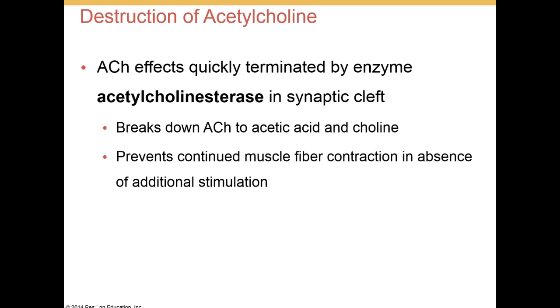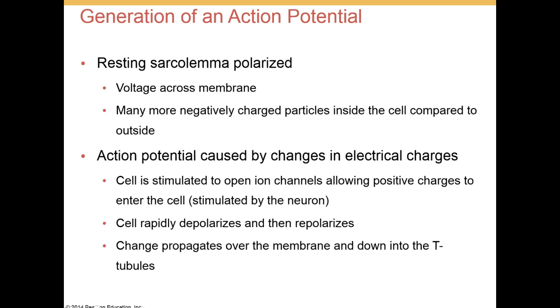So that means that the muscle fiber will contract very briefly in response to a single nervous impulse from the somatic motor neuron. To get sustained muscle contraction, you've got to have repeated stimulation. You've got to have more than one nervous impulse going down that somatic motor neuron. And we'll see what happens when you do have those repeated stimuli.